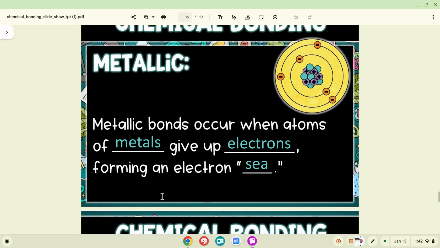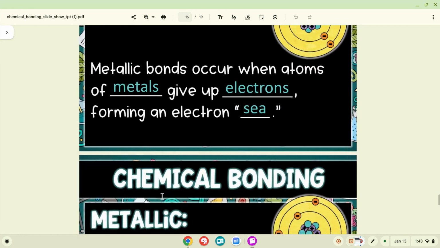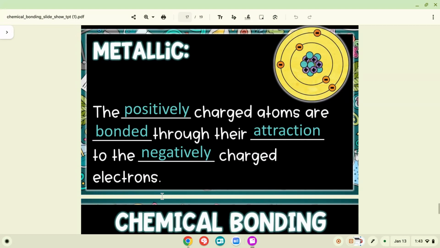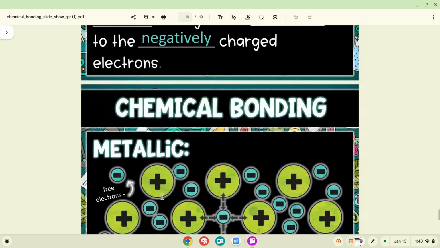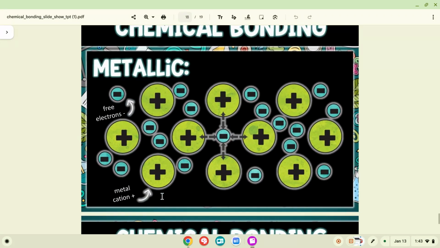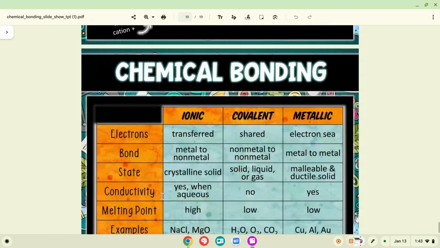Metallic bonds, which we're not going to be testing on that much, but you still should have some idea, is when metals give up electrons, and this forms what we call an electron sea, like an ocean of electrons. And so then you have all these atoms that are positively charged, and they're bonded to this sea of electrons, so the electrons become kind of loose around everything. Here's an example. Okay, so you can see the pluses in the middle, and all these free floating electrons, like an ocean around these. This can happen in metallic bonds.